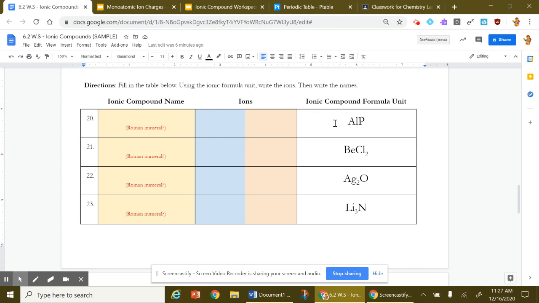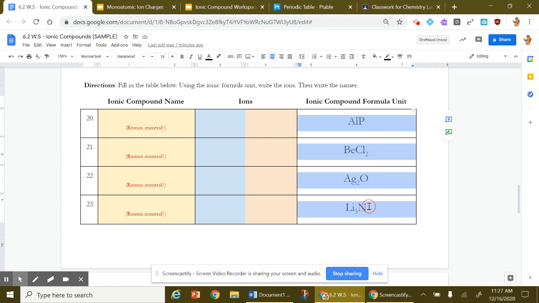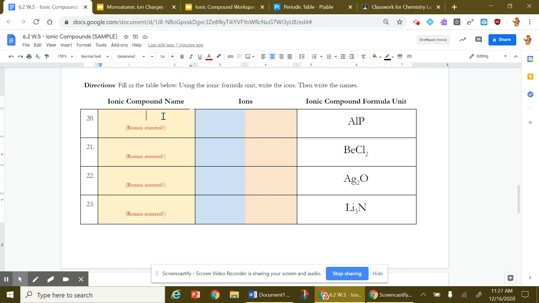Okay, so in these problems, in every case, I'm giving you the formula. I want to know what the name of this substance is. Now this is going to be easier because remember, it doesn't really matter in most cases how many of each thing are in the compound. You just have to identify what they are. So, for example, in number 20, Al is aluminum. And P is phosphide. So that's the name. Aluminum phosphide. Aluminum is always 3 plus.